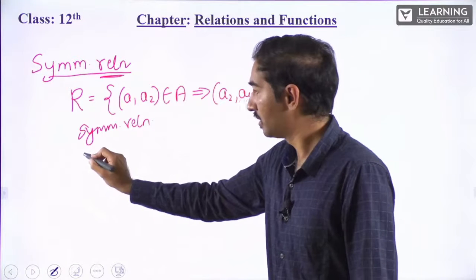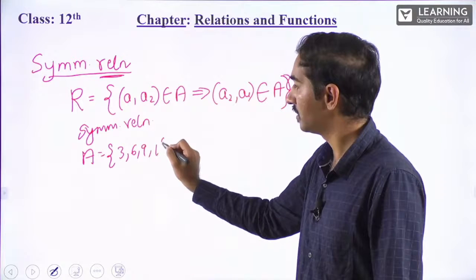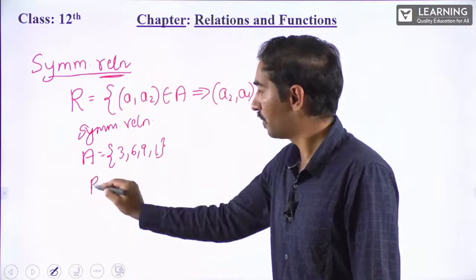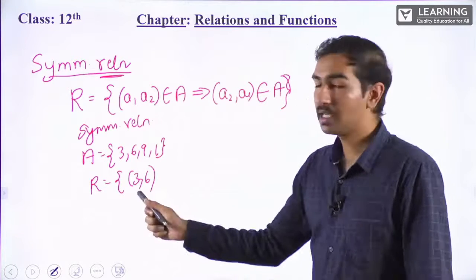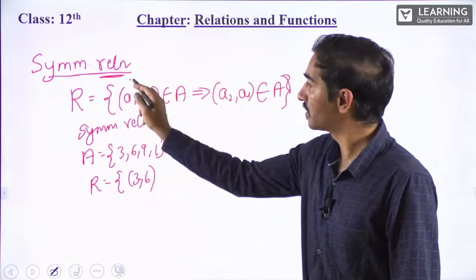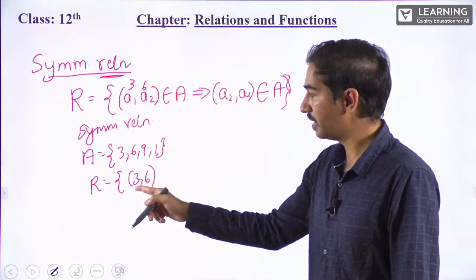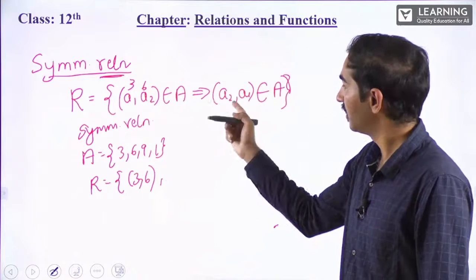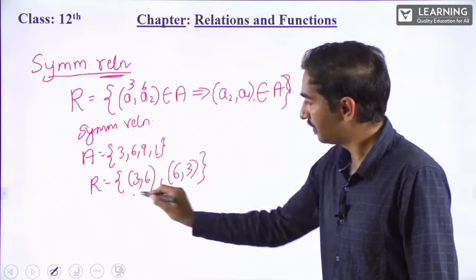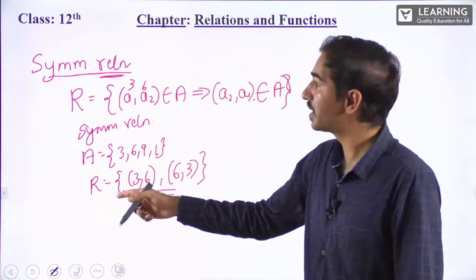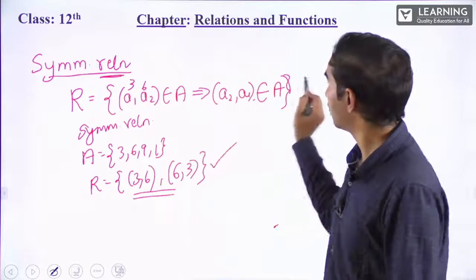So for example, let A be equal to, same example, 3, 6, 9, 1. Now R will be equal to, let us write, (3, 6). Now if (3, 6) is there, so what is (3, 6), students? We will write 3 as A1 and 6 as A2. If (3, 6) is there, then what should exist here? (A2, A1) also should exist, that is nothing but (6, 3). If this is happening in a relation, then it is called a symmetric relation. Understood? So this is the definition of a symmetric relation.